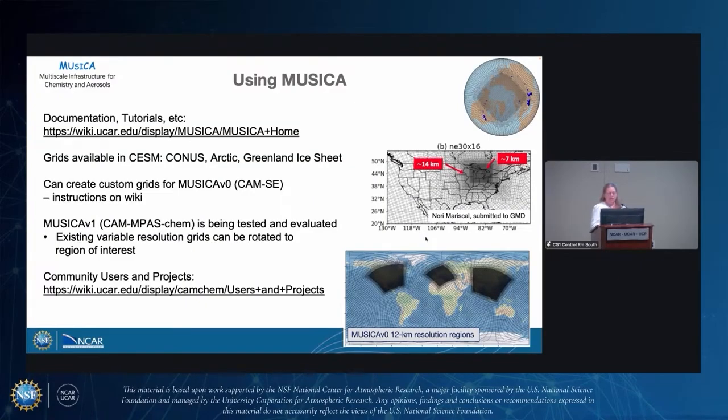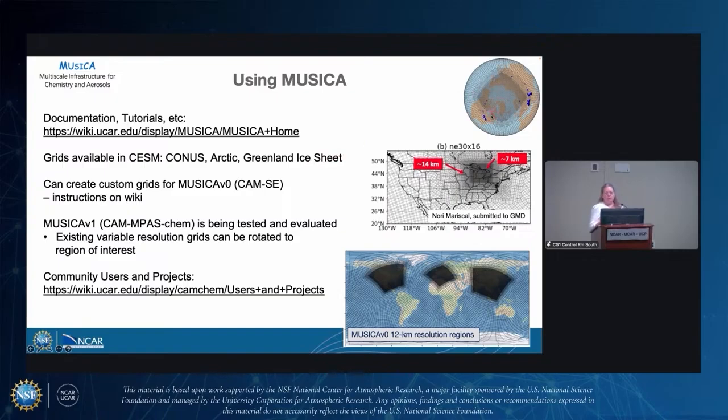If anyone would like to start using Musica and is not yet, we have a lot of materials online. We have a wiki page. We've held a number of tutorials, and all that material is available from the wiki page. There are currently several grids available within CESM, the Arctic grid and a CONUS grid, as well as the Greenland ice sheet, a subset of this.